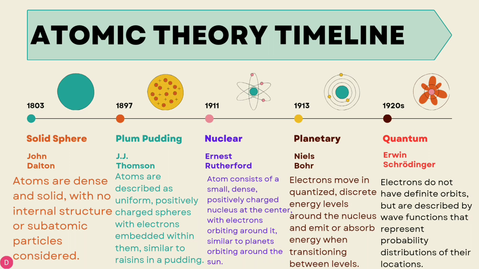1920s, quantum model. This model was presented by Erwin Schrödinger. According to this model, electrons do not have definite orbits but are described by wave functions that represent the probability distribution of their locations.